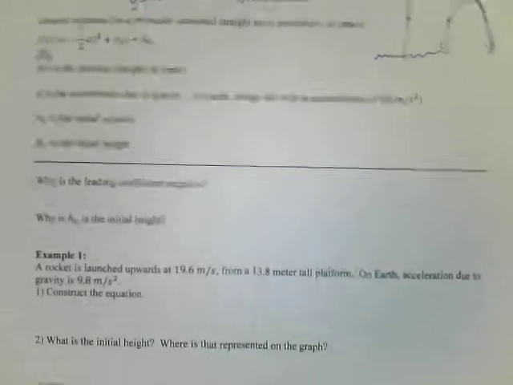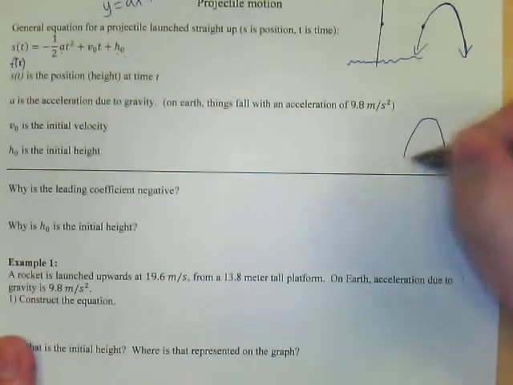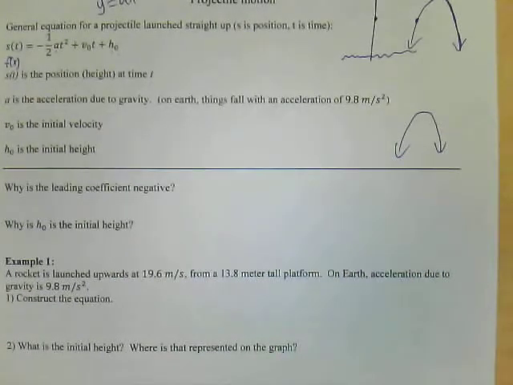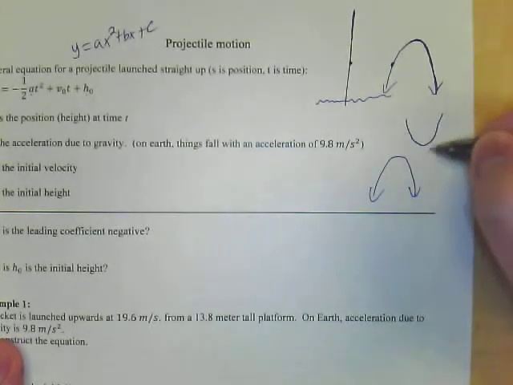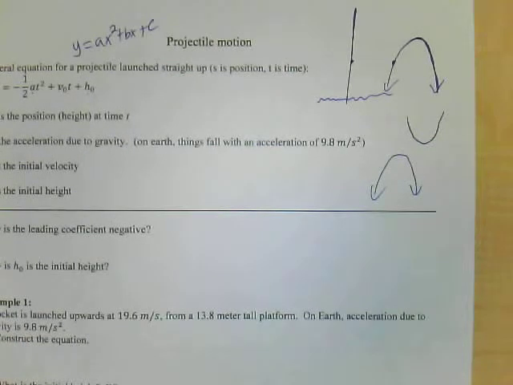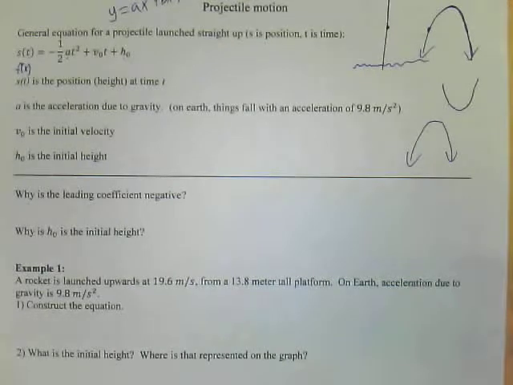Let's look at a couple pieces of this equation before we get into an example. So the first question I have here is, why is the leading coefficient negative? Well, the leading coefficient being negative is going to make the parabola open downwards. And if you think about how things operate on Earth, it has to be that way. If we had the leading coefficient positive, that would mean things are falling up. Well, that clearly can't happen. So if we're talking about things in a gravitational field on a planet, they're going to be falling down. So the parabola needs to be opening downwards. It needs to have a negative leading coefficient. And then also it says, why is h sub 0 the initial height?